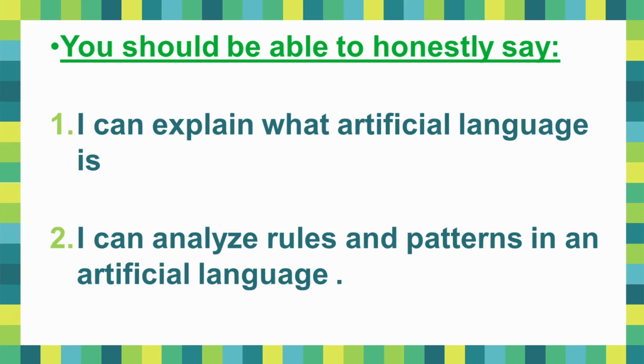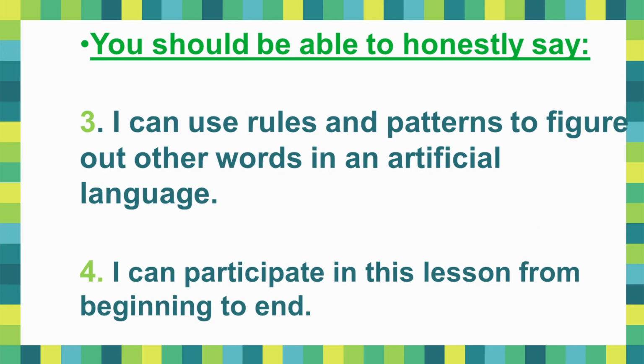So, we know that we'll be doing activities that relate to the artificial language questions, but how will we know that we are successful? We will know that we are successful when we can honestly do these things. You should be able to honestly say yes to these I can statements. Number one, I can explain what an artificial language is. Number two, I can analyze rules and patterns in an artificial language. Number three, I can use rules and patterns to figure out words in an artificial language. And of course, number four, I can participate in this lesson from beginning to end.